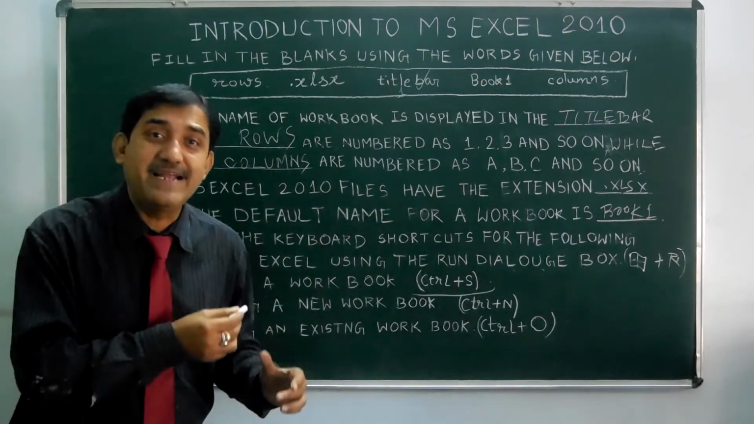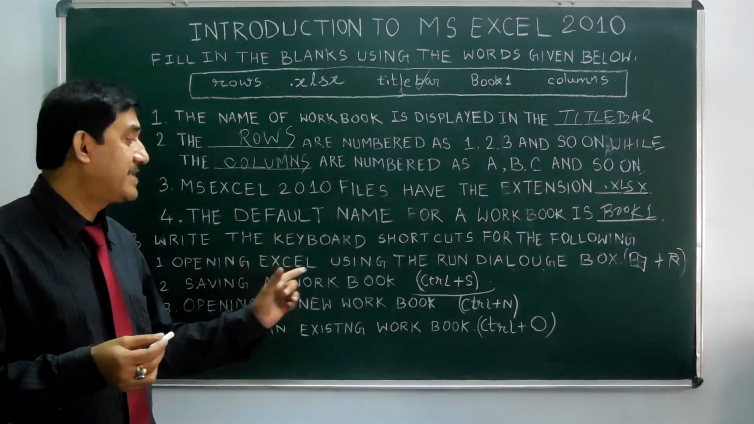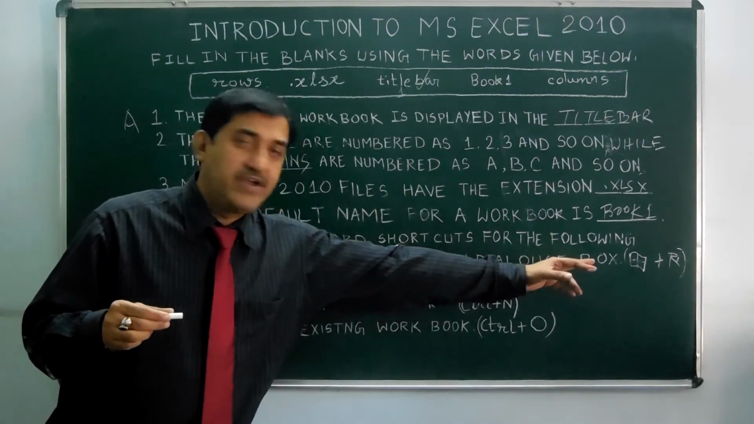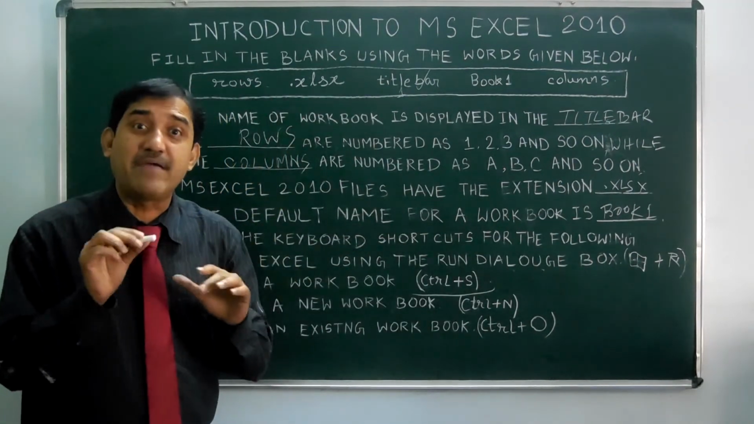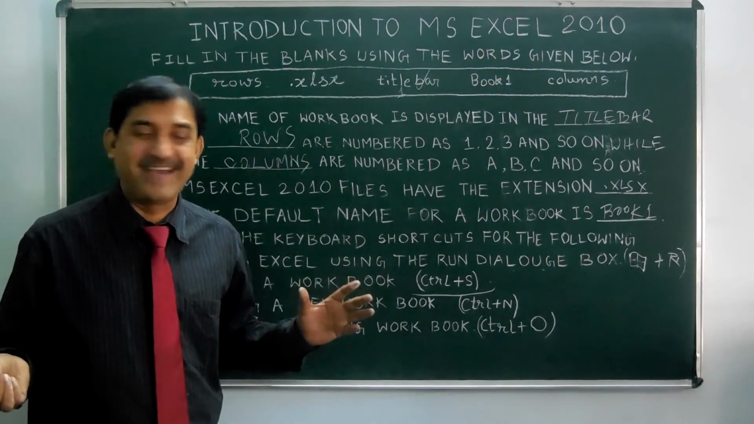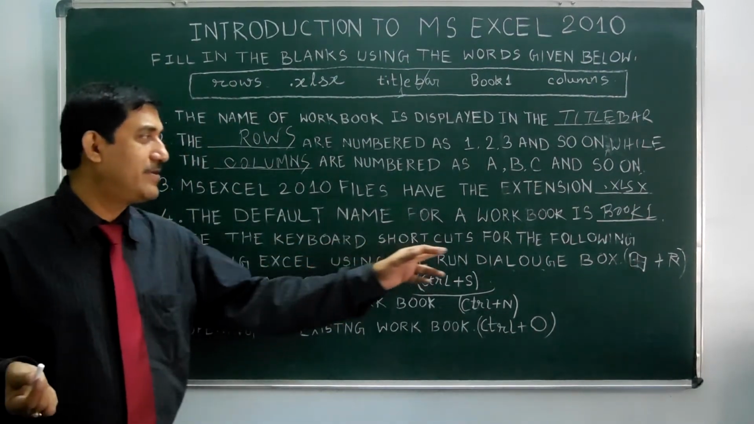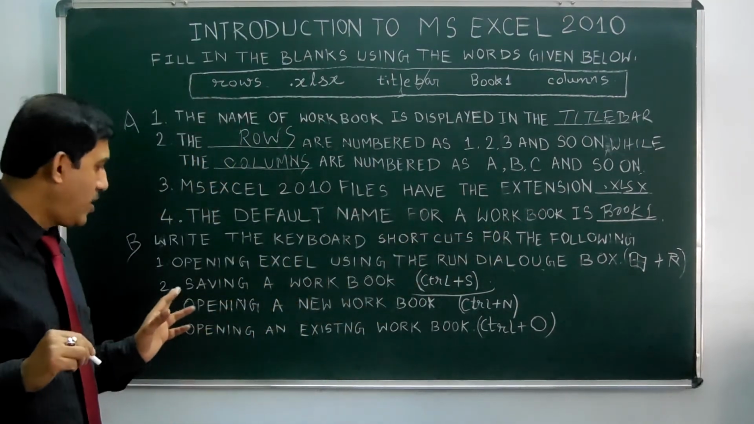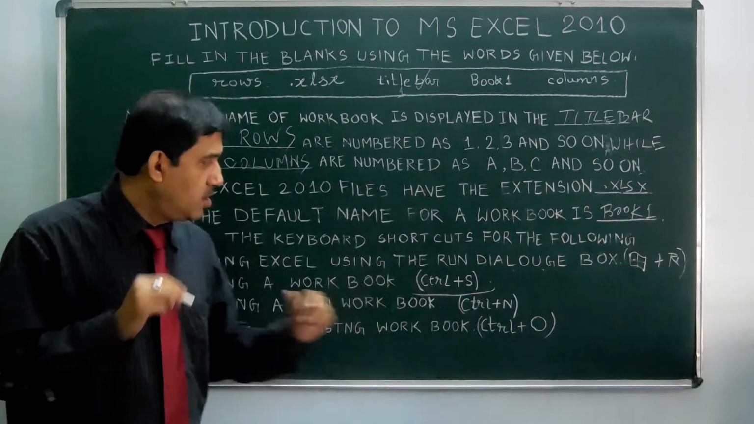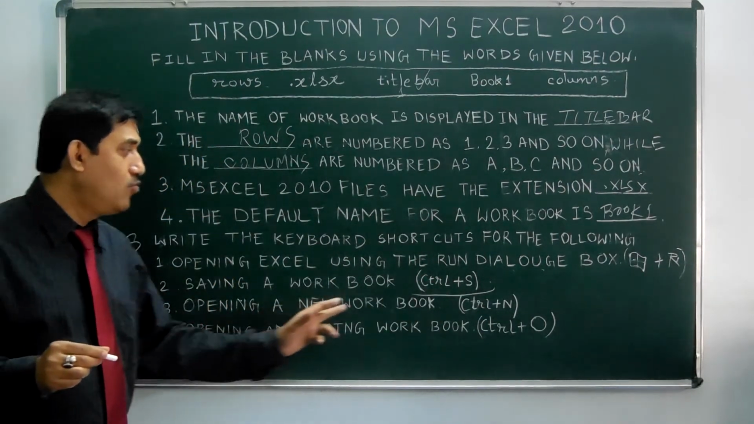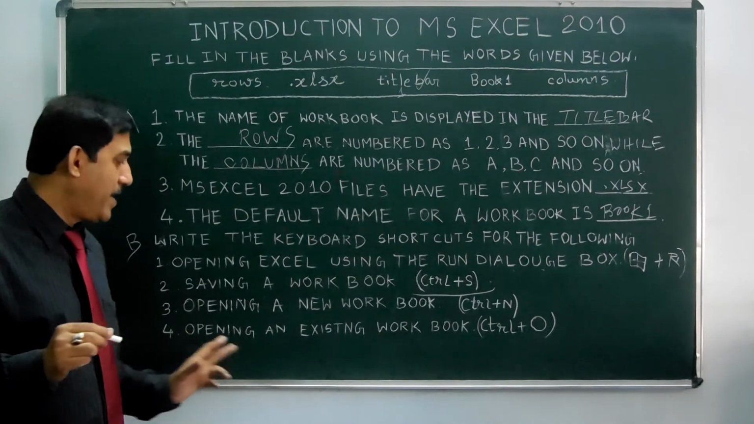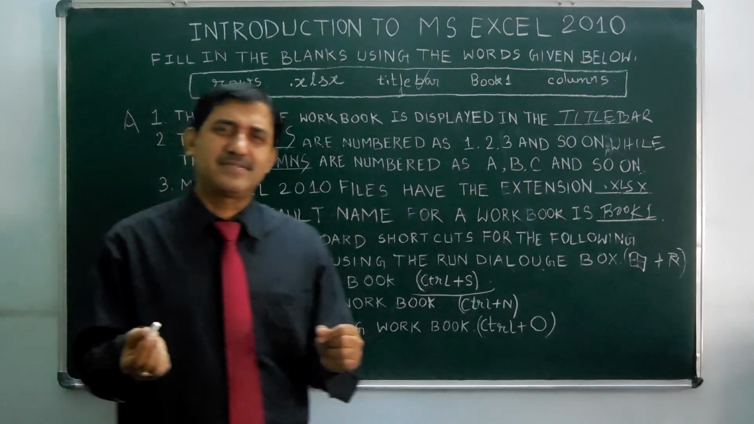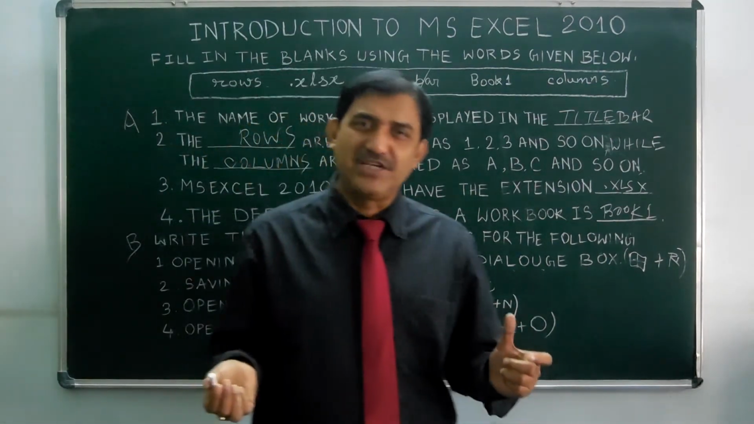I'll just repeat them. First, opening Excel using the Run dialog box: press the Windows key and R, and then you have to type Excel, otherwise Excel will not come. The Run dialog box will come only when you give Windows and R. Next, saving a workbook, Control plus S. Opening a new workbook, Control plus N. And opening an existing workbook, Control plus O. These small tips will help us do the work much easier.